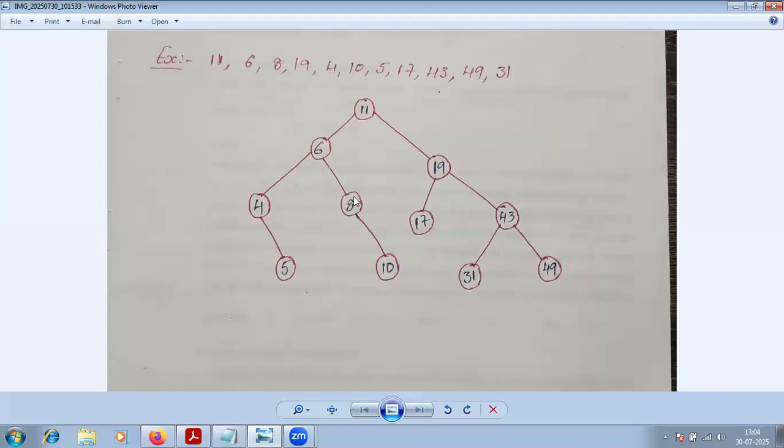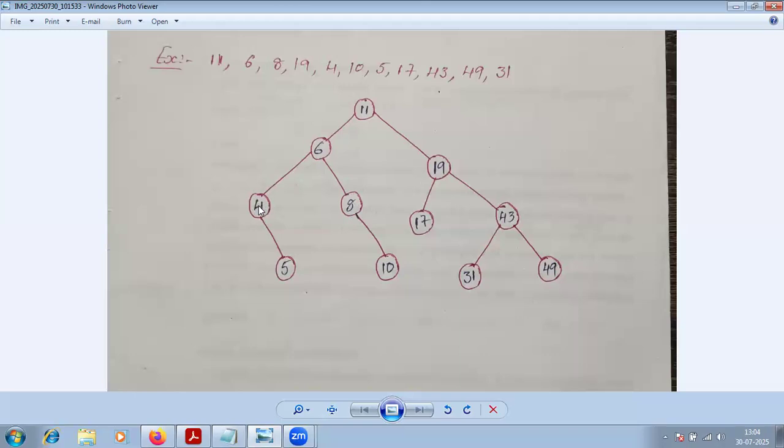And what I'm going to do is compare this 8 element with the 10. It is greater than the root node, so we have to place it on the right side of the root node. Next, after 5, compare with this root element, less than. Come to the left side and compare with this element, 4 already inserted.